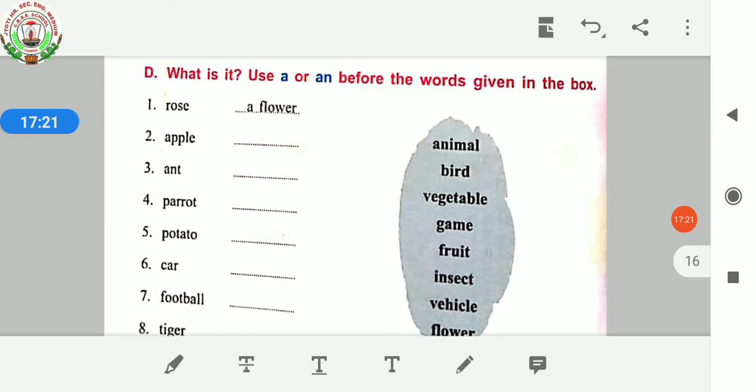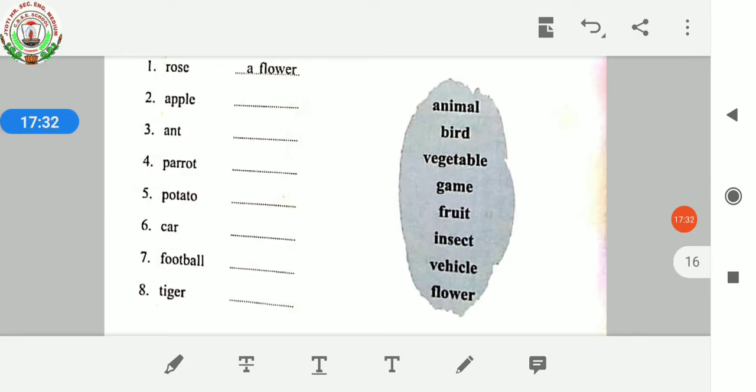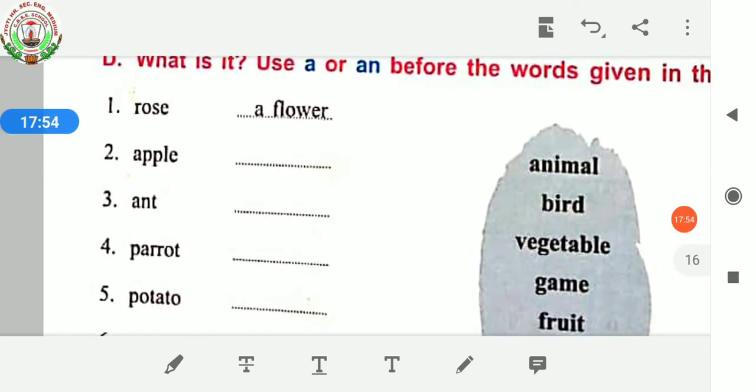Now next question, what is it? Use A or an before the words given in the box. Okay, so here are some words like animal, bird, vegetable, game, fruit, insect, vehicle, flower. So you have to choose this word from the box and write it down in their proper places, and before writing down you have to use A or an. Like for example it is written over here that number one, rose. We know rose, it's a flower, so you have to choose the word flower from the box, and we have already written it down here, flower, and before flower we have to use A. Why? Because in the word flower starting letter is F, as we know that F is a consonant, so you have to use A before consonant.